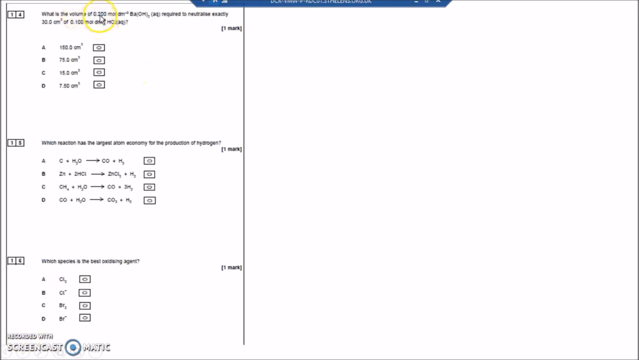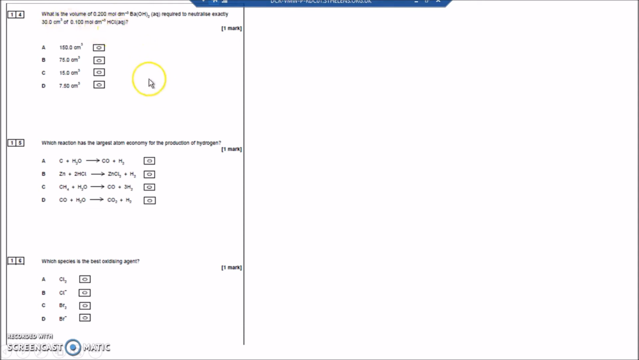Question 14. What is the volume of 0.2 mole per decimeter cube barium hydroxide required to neutralize exactly, so we want the same number of moles, 30 centimeters cubed of 0.1 mole per decimeter cubed hydrochloric acid? So I've got a volume and I've got a concentration of hydrochloric acid. I can work out the number of moles, and the number of moles of barium hydroxide, as long as it reacts 1 to 1, we'll have to look at that, 1 mole to 1 mole would be exactly the same. Let's work out the number of moles of hydrochloric acid first of all.